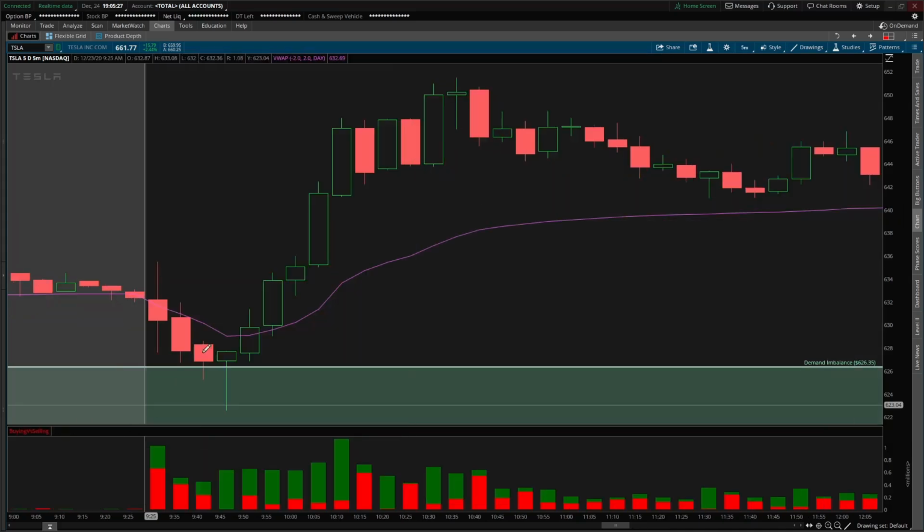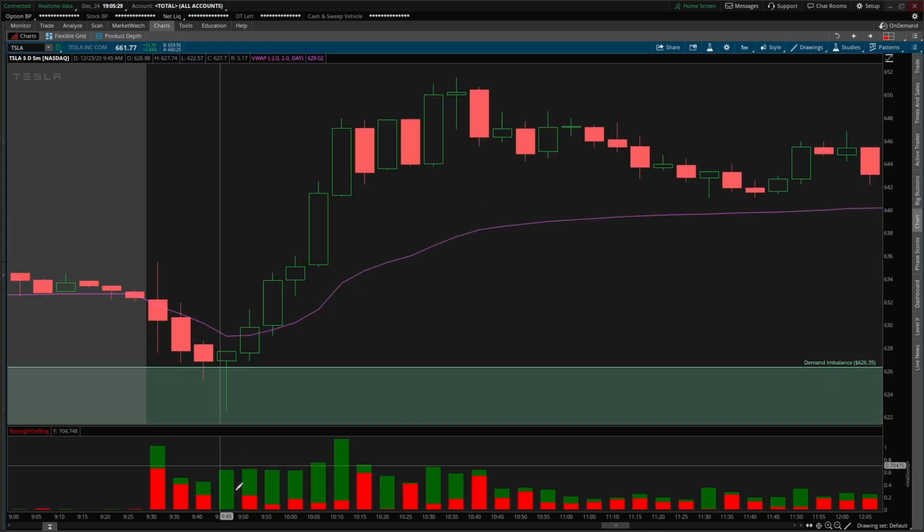Tesla, the same thing. We had a lower wick here, very strong green buying pressure, and the price started to rally. We came up, and here's what I want to mention here.